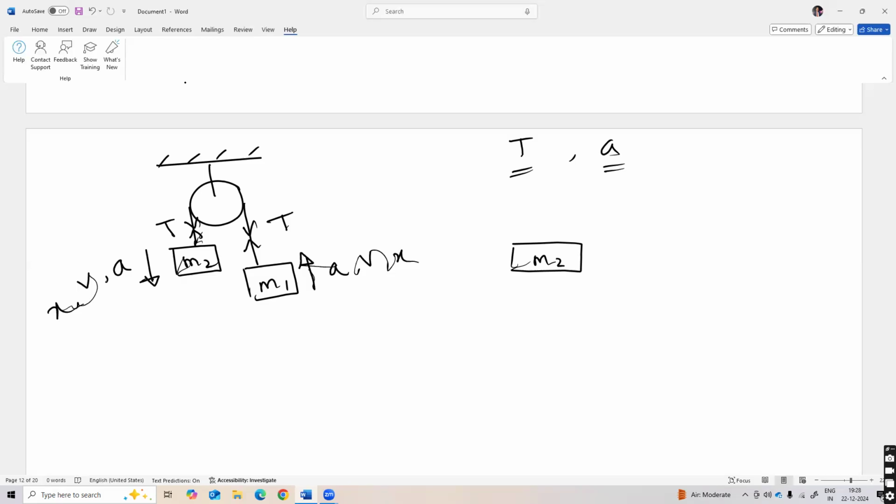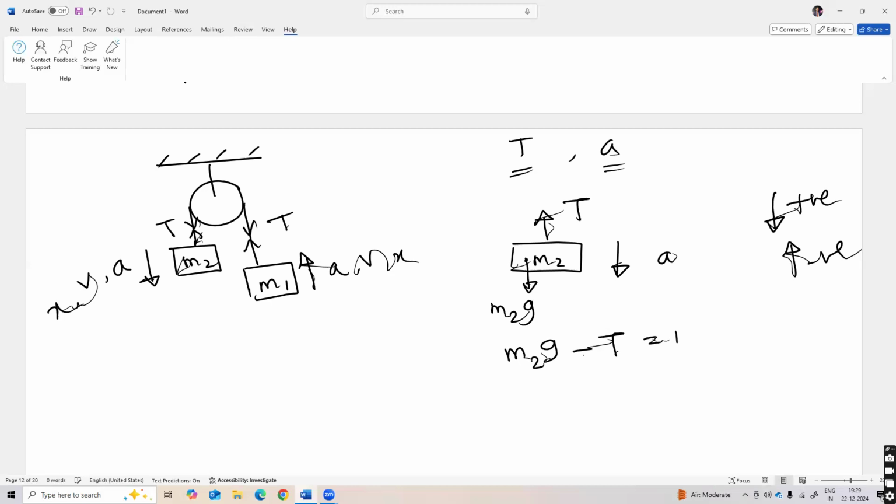Okay, so for the FBD of m2 we have tension acting in the upward direction, it is moving at, let's say, acceleration a, and there is m2g acting downwards, that is the weight. Since it is moving in the downward direction, let's consider forces in the downward direction positive and forces in the upward direction negative. So what we got is m2g minus T is equal to m2 times a. This is the first equation we got.